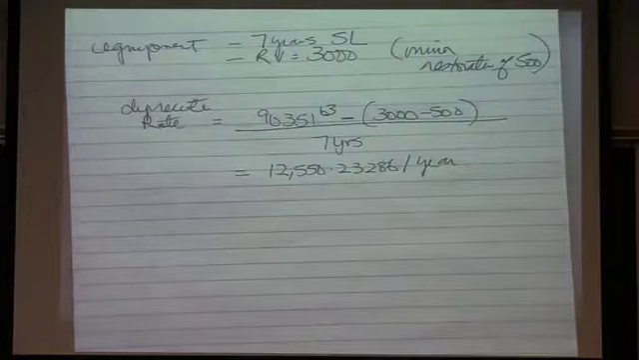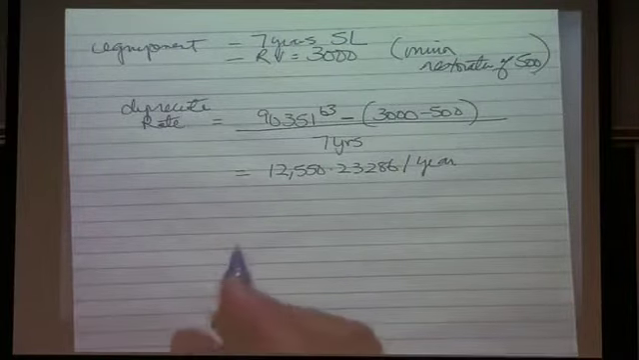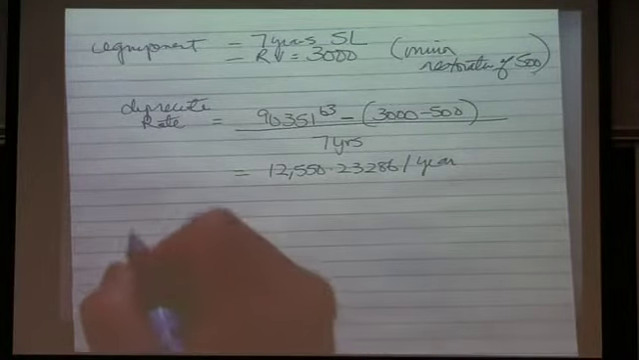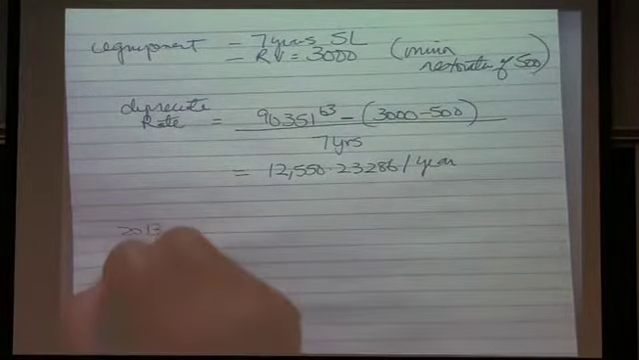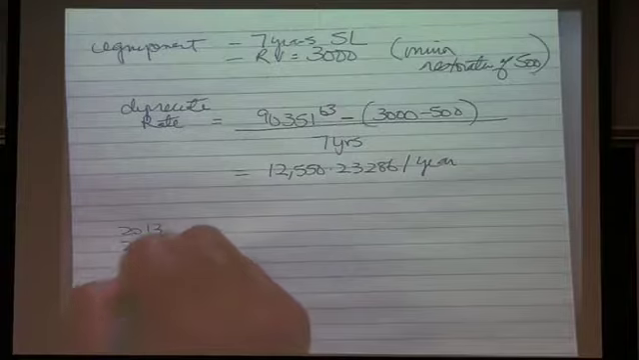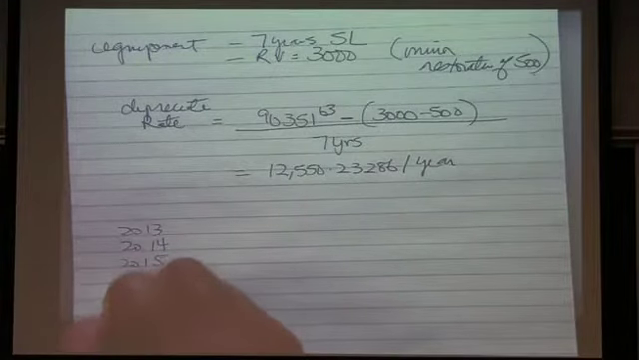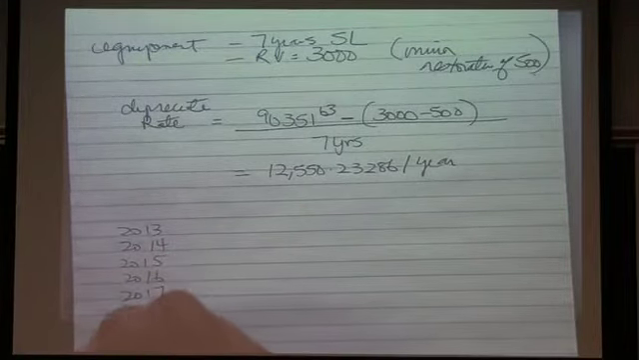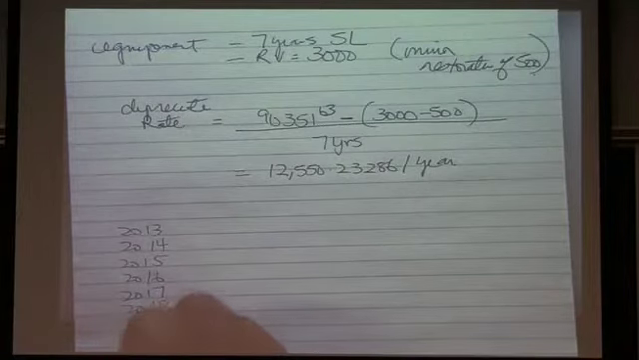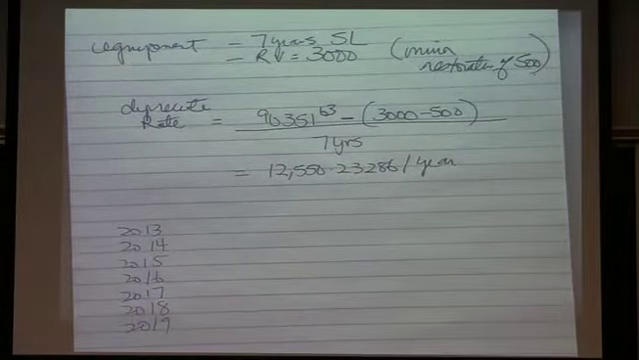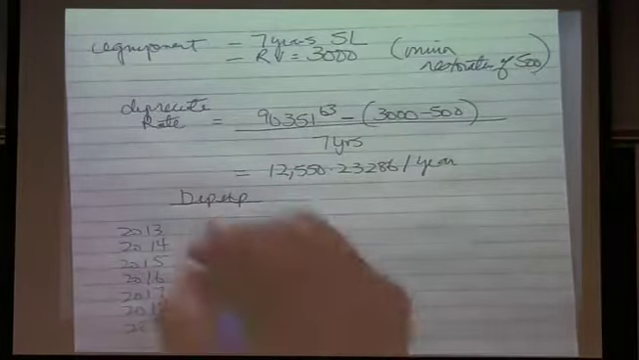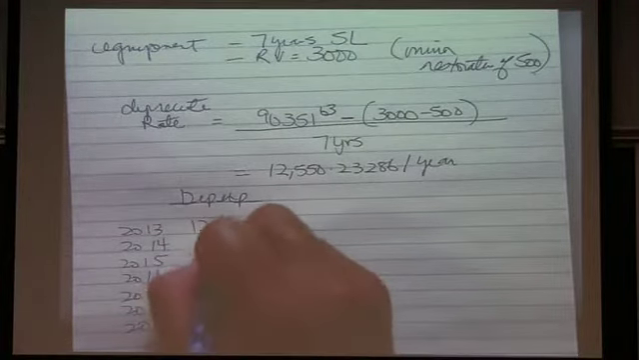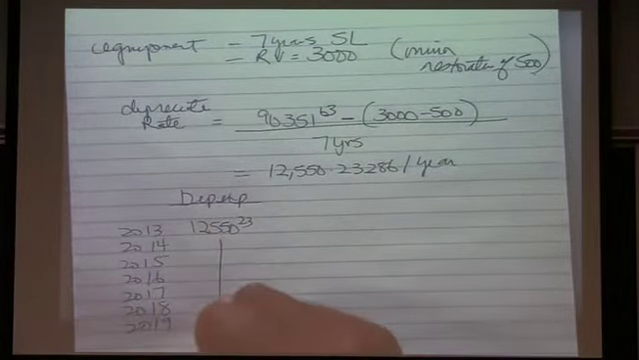So now I'm going to record the amortization. We know that with straight line, 2013 for 7 years, so let's write down the 7 years: 14, 15, 16, 17, 18, and 19. Because we bought it on January 1st, there's no proration. So this is depreciation expense. We know what that is, $12,550.23. That's the same each year.